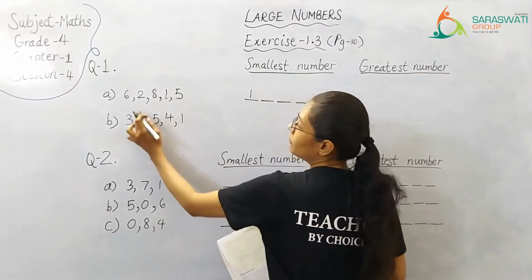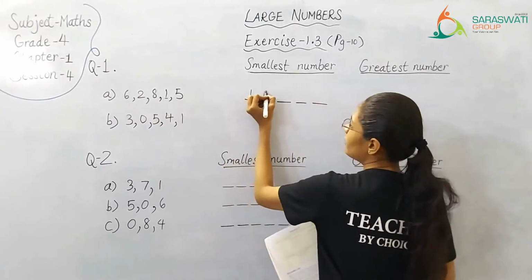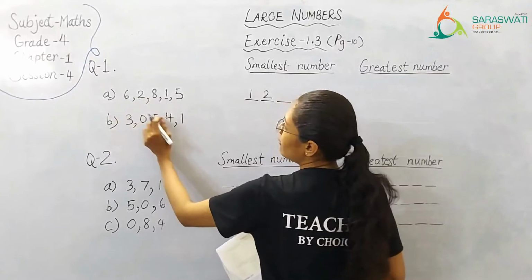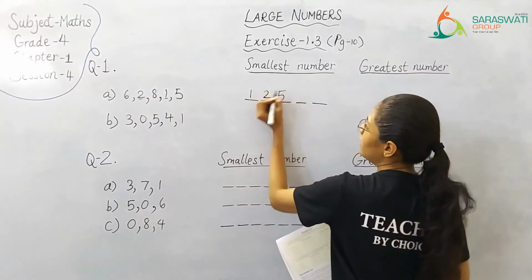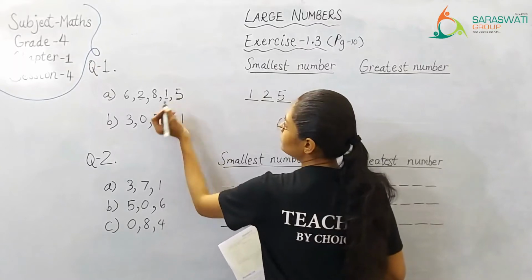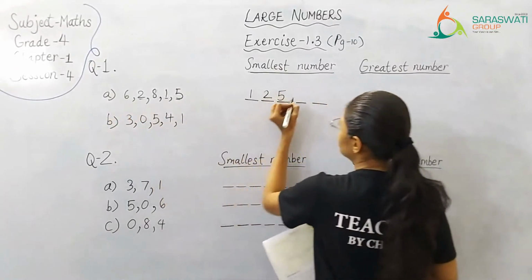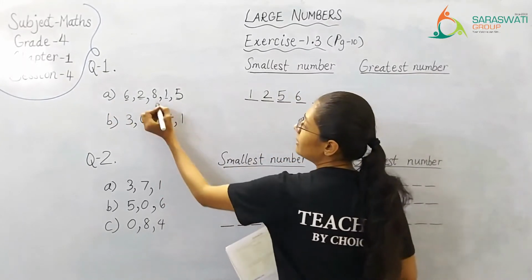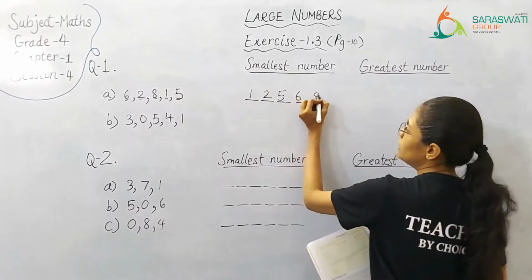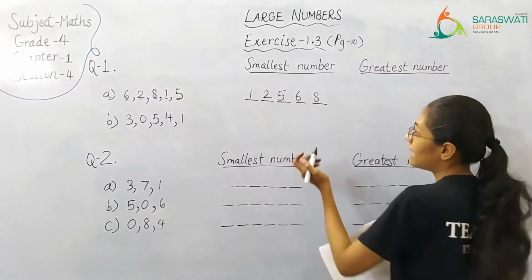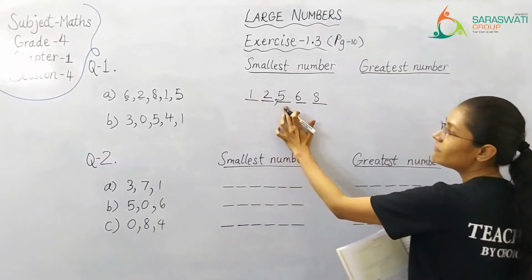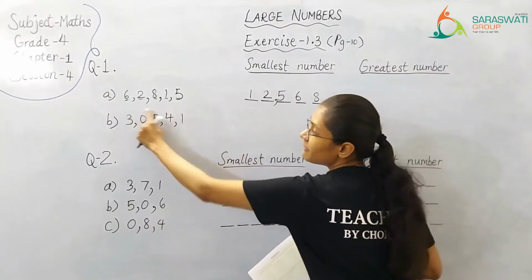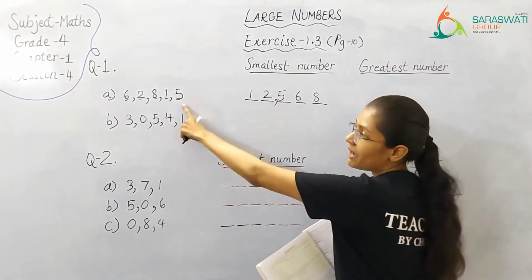After digit 1, we have digit 2, which is having the least value from the remaining digits. Then after that we have 5. Then, marking this, comes digit 6. And now the digit which is having the greatest value, so 8. So this number, that is 12,568, is the smallest 5-digit number that is formed using these 5 digits, using each digit once.